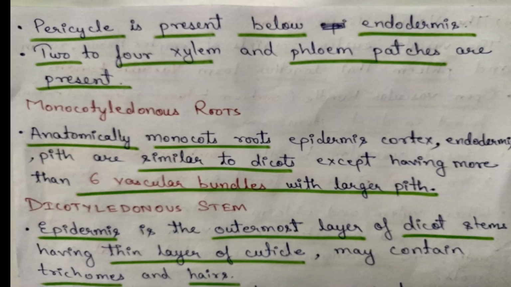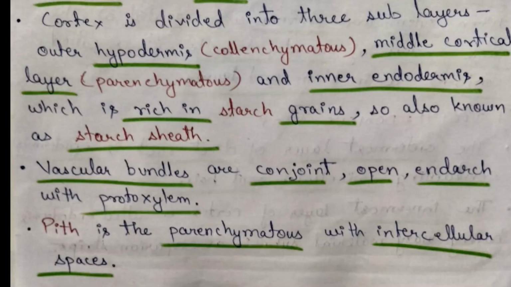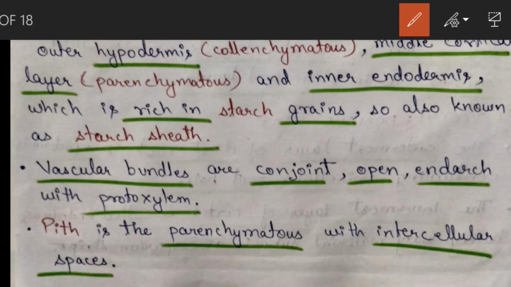Next we have dicotyledonous stem. Epidermis is the outermost layer of dicot stem, having a thin layer of cuticle, may contain trichomes and hair. Cortex is divided into 3 sublayers. Outer hypodermis, which is made up of collenchyma, middle cortical layer, which is made up of parenchyma, and inner endodermis, which is rich in starch grain, so also known as starch sheath. It is a very important point, you must remember this point. Vascular bundles are conjoint, open and arranged in a ring with protoxylem. Pith is parenchymatous with intercellular space.